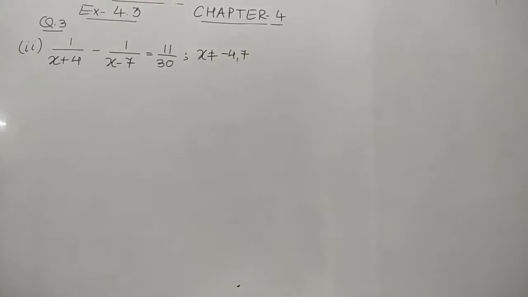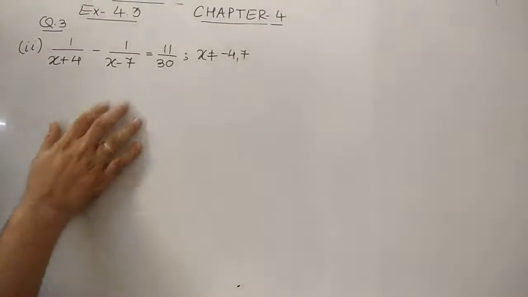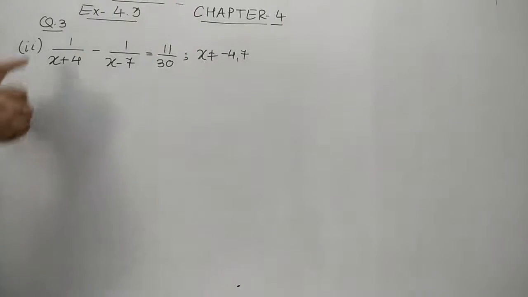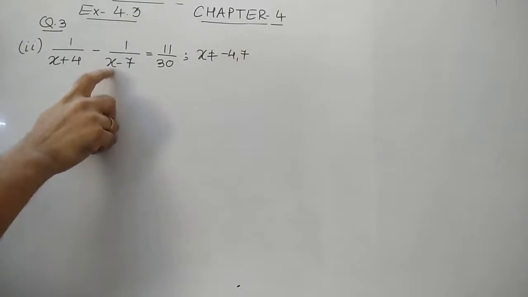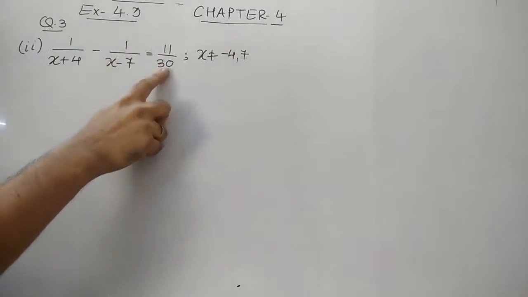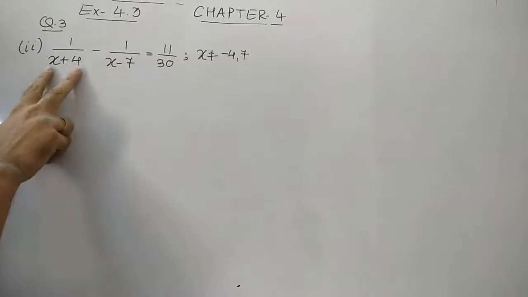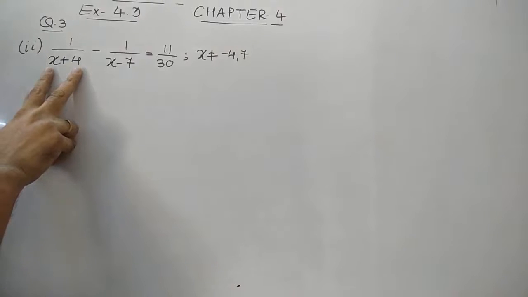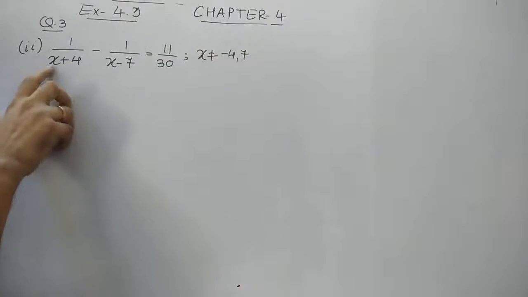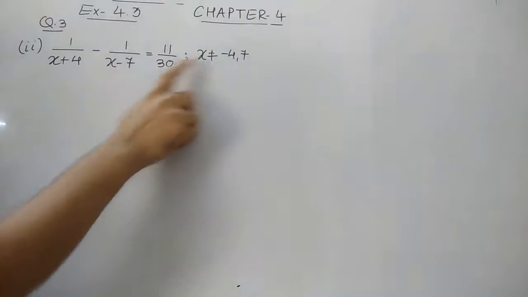Look at this second question. Again we have to find out the roots of this. This one is better than the previous question. It's given 1 upon x plus 4 minus 1 upon x minus 7 is equal to 11 by 30. Again you can see the conditions are such that the values of x, when we substitute, could not make the denominator 0. So x could not be minus 4 and x could not be 7.